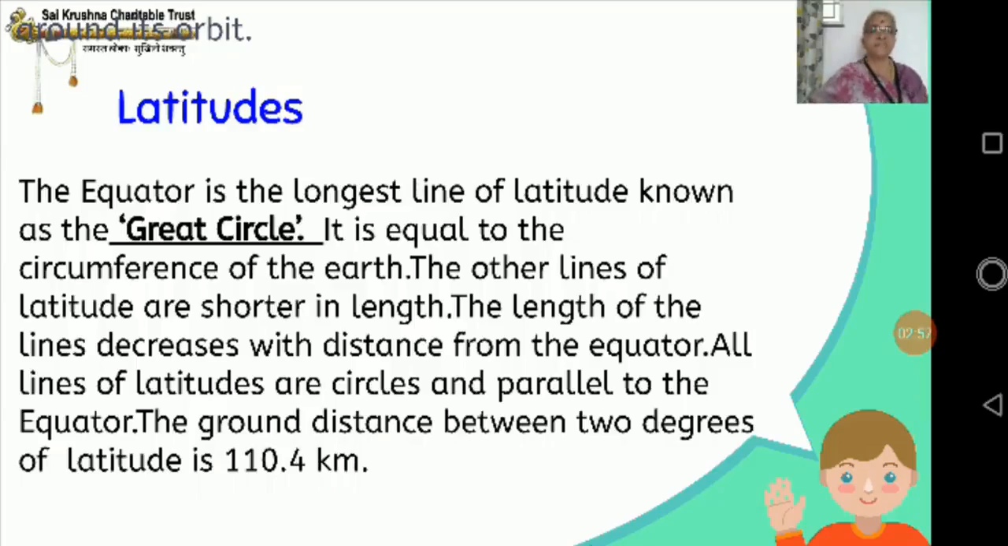The ground distance between 2 degrees of latitude is 110.4 kilometers. So we say there's 1 degree difference between the places. What is the actual distance in kilometers? They are 110 kilometers apart.